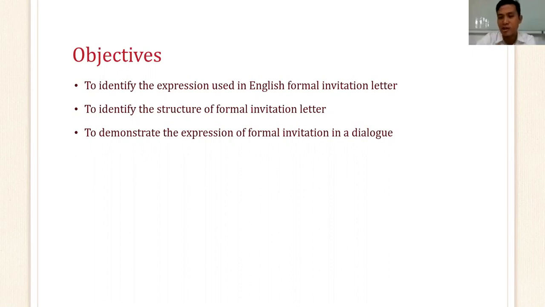So what is the structure? Is there any difference between formal and informal invitation letters in terms of structure? And number three, you will be able to apply the expressions of formal invitation, not only in a dialogue, but also in a real invitation letter, when you are inviting someone.